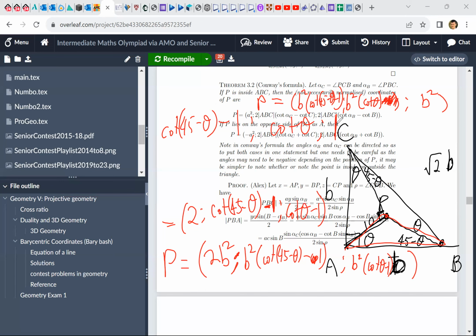Okay, sure. So we have cot 45 minus theta, minus 1 times cot theta minus 1, is equal to 2. We have cot theta times cot theta minus 1 equals cot 45 minus theta. Okay, so cot 45 minus theta minus 1 times cot theta minus 1 equals 2. Is that what you're saying? We also got cot theta times cot theta minus 1 equals cot 45 minus theta minus 1. Is that what you got?